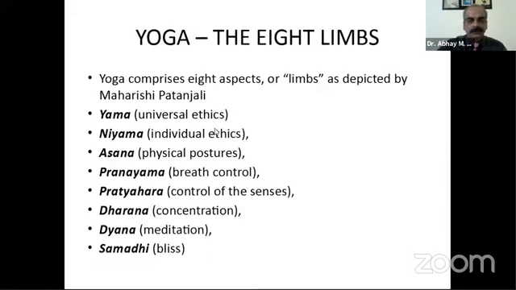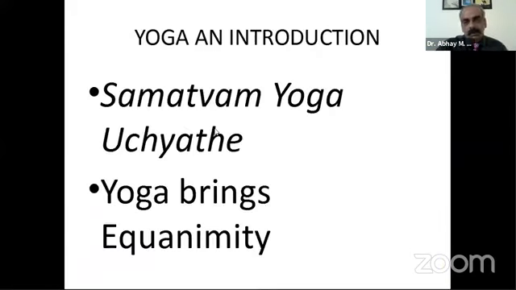As we all know, Samatvam Yoga Uchate is one of the definitions given by yoga. It brings equanimity. That is, it brings not equality, it is equanimity. It brings a sense of balance in the physical body as well as the mind and the emotions and all the aspects of human existence.